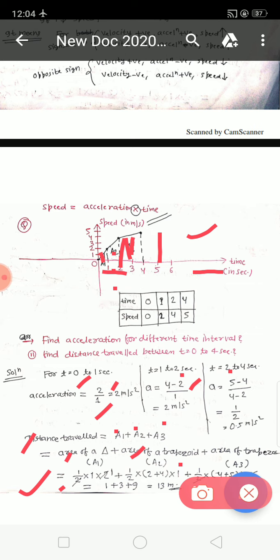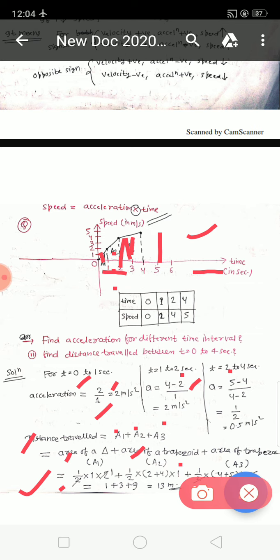If it is speed upon time, it means that in a speed-time graph, if you find the slope, it will give you the acceleration. If there is a product term like distance equal to speed into time, it means that in a speed-time graph, if you find the area under the curve, it will give you the distance or displacement. If speed equals acceleration into time, then in an acceleration-time graph, if you find the area under the curve, you will find the speed.